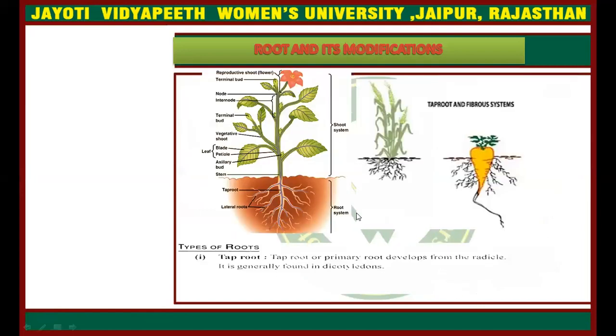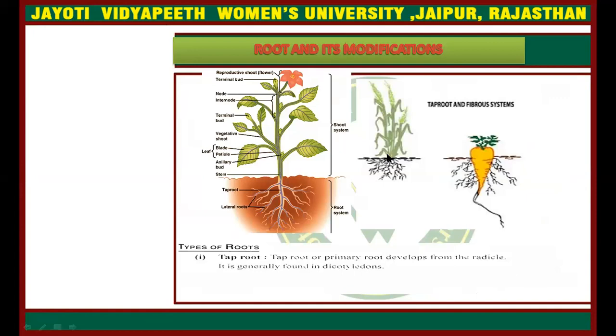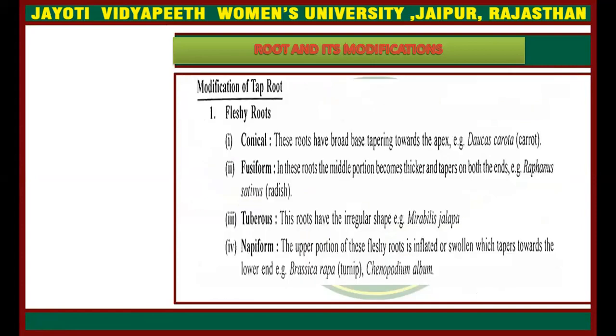Now let's see the modifications of the root. In the root, we have the two types, the fibrous and the tap root. The tap root is developed from the radicle and it is generally found in dicot. This is the adventitious root. It develops from any part of the plant instead of the radicle and is commonly found in monocots.